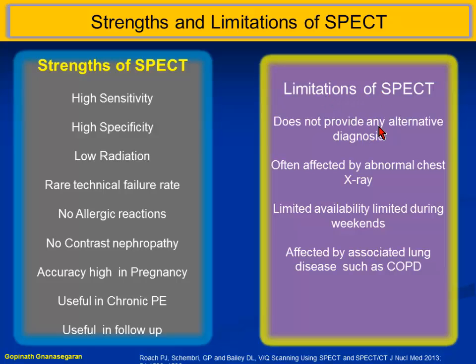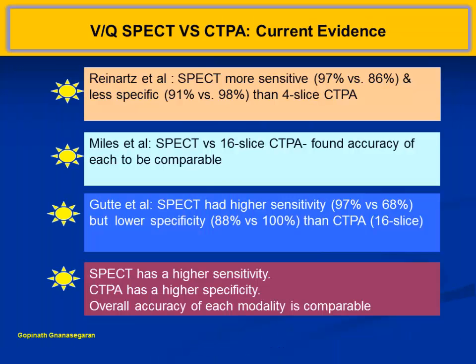Whereas the limitation of SPECT is that, because you don't have a CT, it is not going to provide any alternative diagnosis. Just like a planar VQ scan, you have to talk only in terms of PE but not any other pathologies. And also if you have chronic COPD and other problems, if you are using technetium DTPA, then you are going to end up in problems because of the clumping of aerosols.